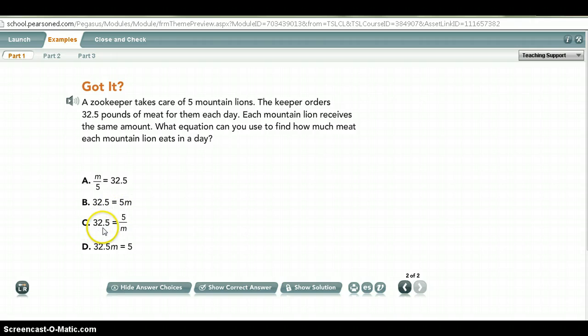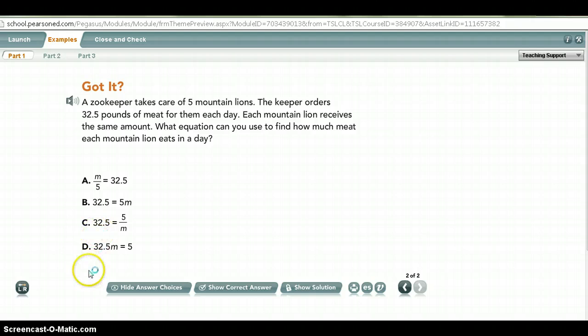Or do we have 32.5 where we have 5 divided by the pounds of meat? Or are we going to take the 32.5 times the pounds of meat to equal 5? Can we rule out a couple of these? I think we can rule out D right away, correct? Because we know it's 32.5 pounds of meat that they're going to use for the total day, and that we need to divide that among the 5 mountain lions.